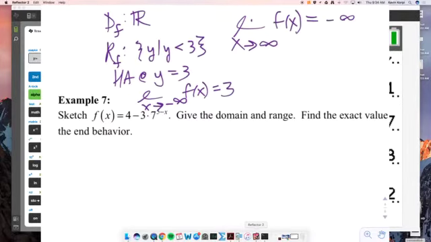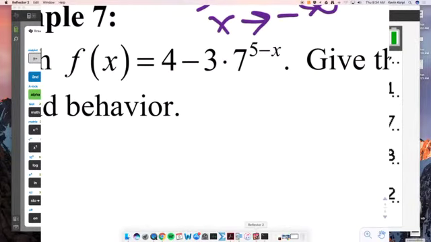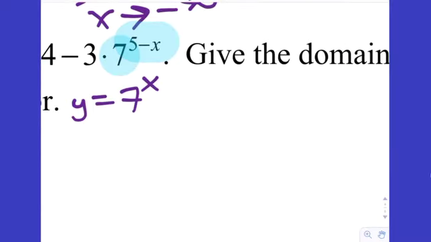All right, so here's one that's a little bit different. Now we're sketching this guy. What is the parent function here? Is it exponential? It is. You can tell it's exponential because it has a variable exponent and the base is 7. So the parent function is 7 to the x. That's the parent function. Is that growth or decay?